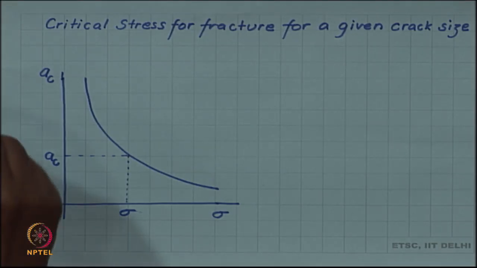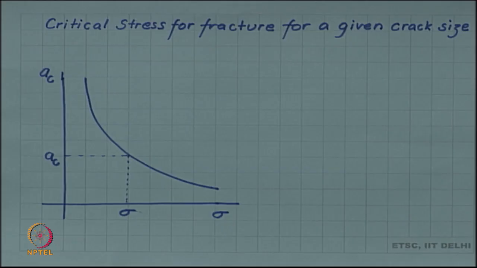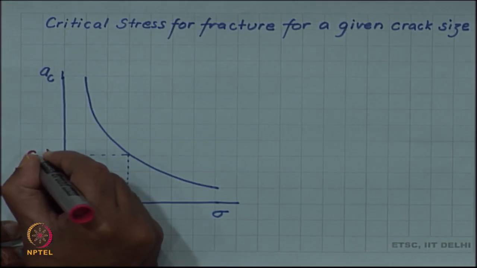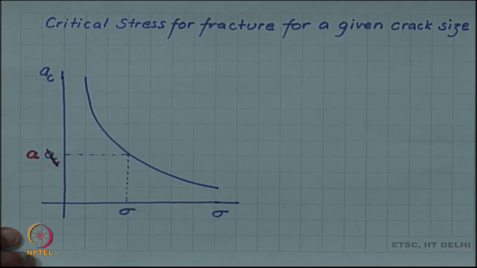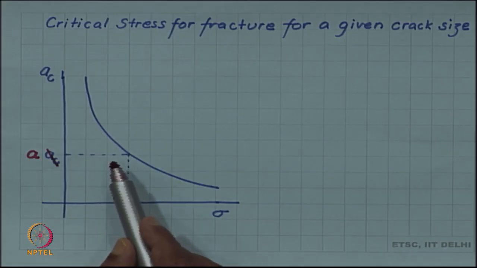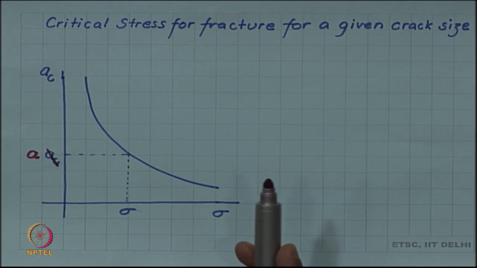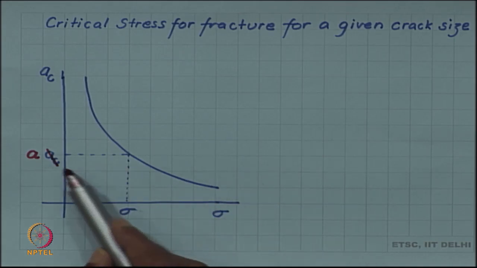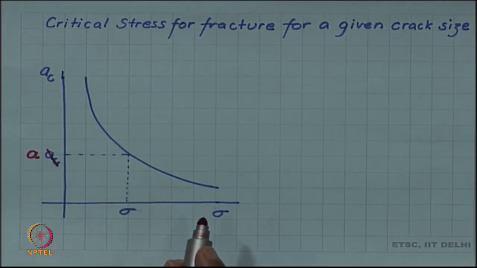Now, suppose I change my point of view and I do not look at this as a critical crack size. I say that I have a component in which this is the crack size, and I am gradually applying higher and higher stress. At what stress will it fracture? So, what is the critical stress for fracture for a component with this crack size?